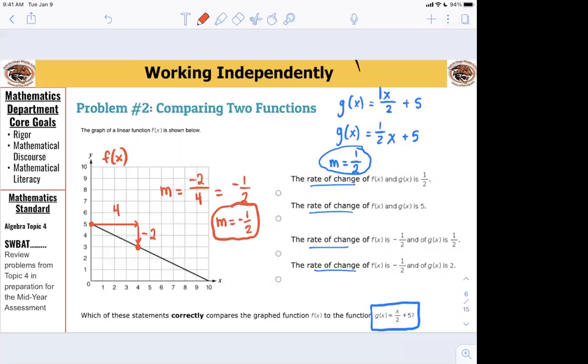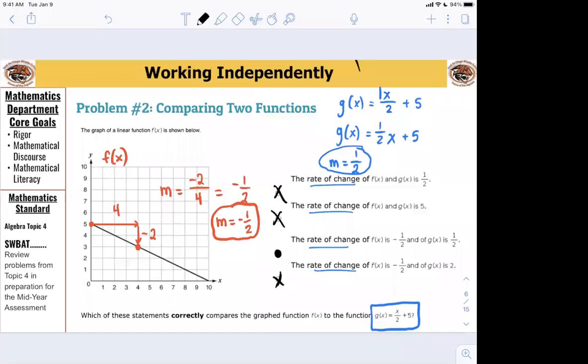Let's see. A, the rate of change of f of x and g of x is 1/2. Is that true or false? False. One is positive, one is negative. They're not the same. B, the rate of change of f of x and g of x is 5. Definitely false. What is 5? Is it the rate of change or something else? That's the y-intercept. C, the rate of change of f of x is negative 1/2 and g of x is positive 1/2. True.